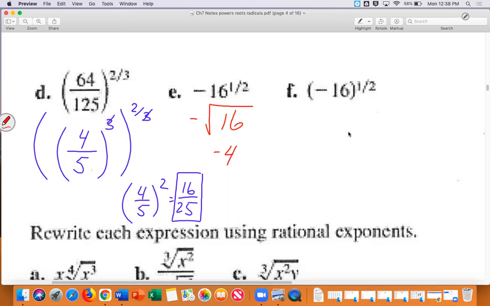All right, F. The difference between E and F is this. E said the opposite of the square root of 16. This is saying, well, what is the square root of -16? Which is what, Julie? For I. If it has a square root of a negative number, it's going to be I.